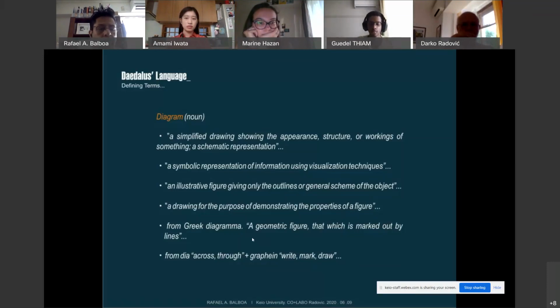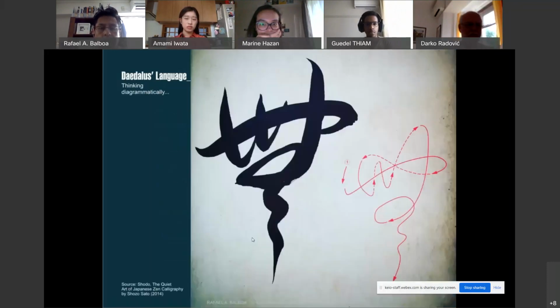And then from Greek diagramma, a geometric figure which is marked out by lines. And here they introduce the idea of lines, which I think is relevant to talk about in diagrammatic thinking. And then from dia, which is across, through, and graphein, which is write, mark, and draw. So these are some definitions of the idea of diagramming or a diagram. And then we go to some more specific examples.